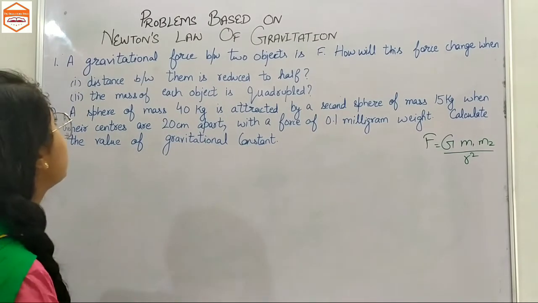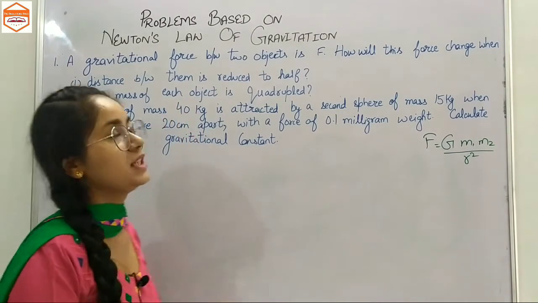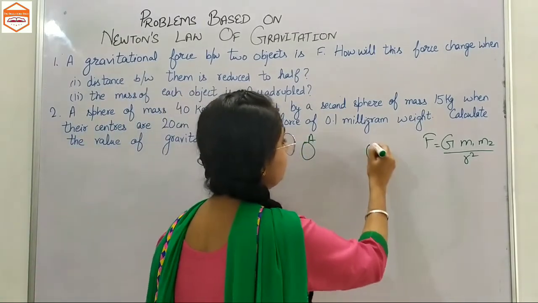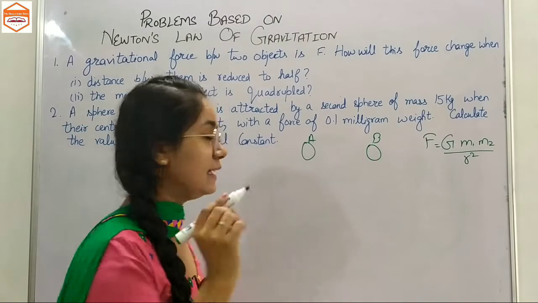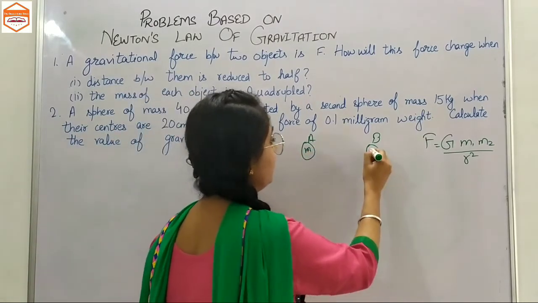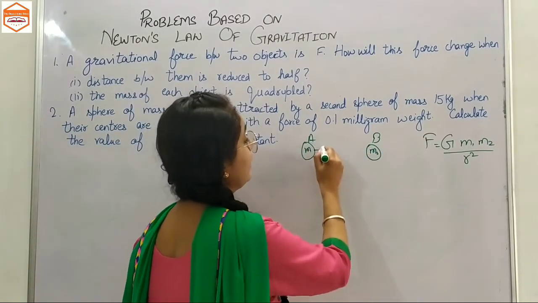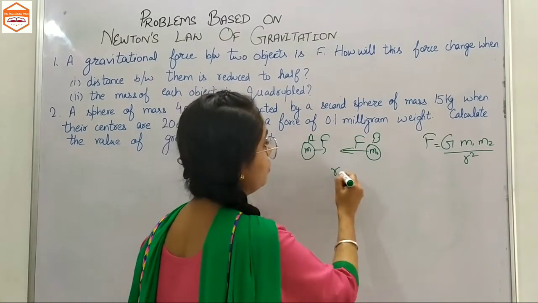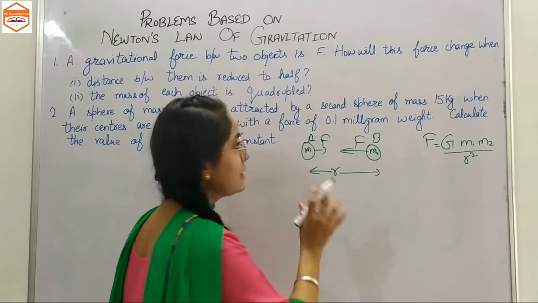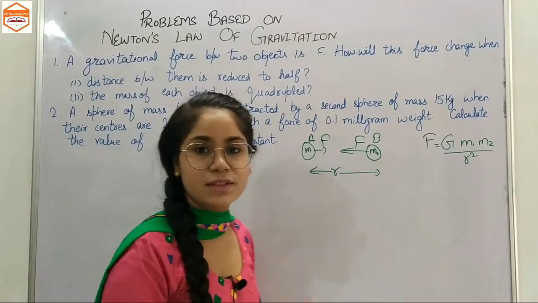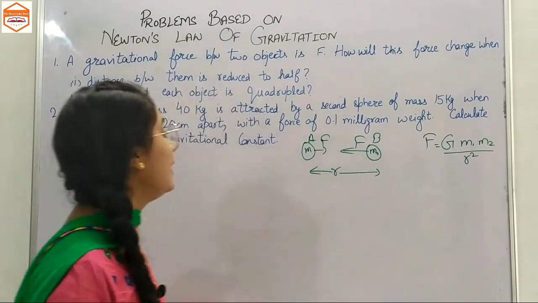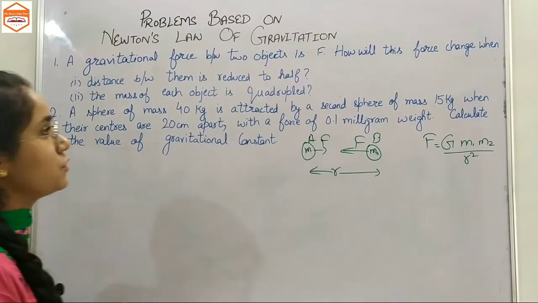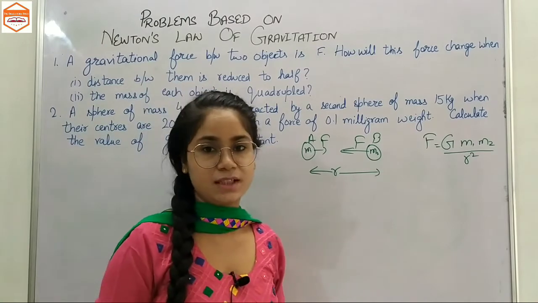The first problem states the gravitational force between two objects is F. We have two objects, object A, object B. These two objects have masses m1, m2. There is a gravitational force of attraction between these two objects, and of course there is some distance, and this distance is taken from the center of these two bodies. Now how will this force change when the distance between them is reduced to half? Of course the force will change, but how?